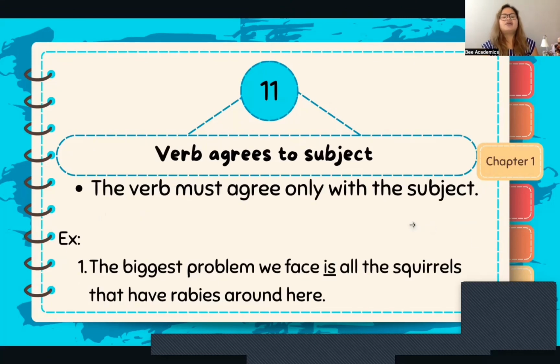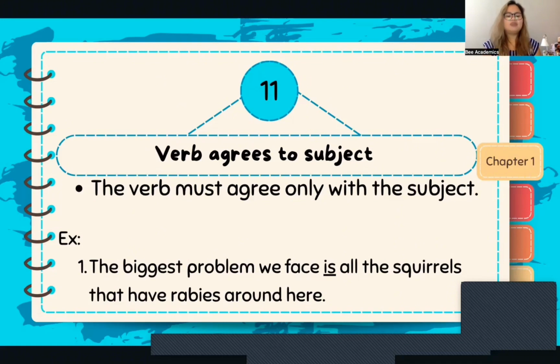Number 11, verb agrees to the subject. The verb must agree only with the subject. Again, there are nuisance nouns in there, nuisance words that look like a subject. So number one is you have to identify what's your subject first.